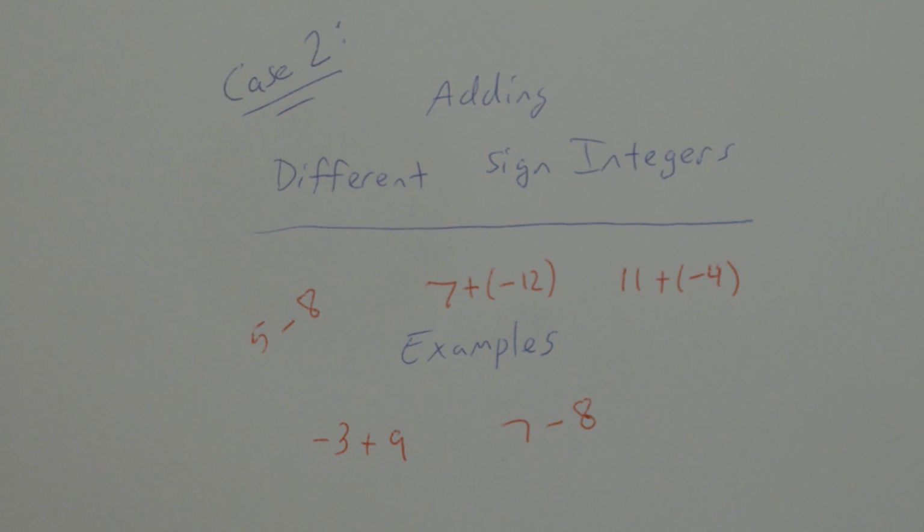And I'll just go through these answers real quick. So 5 minus 8, that's negative 3. Negative 3 plus 9, that's 6. 7 plus a negative 12, that's negative 5. 7 minus 8 is negative 1. And 11 plus a negative 4 is positive 7.